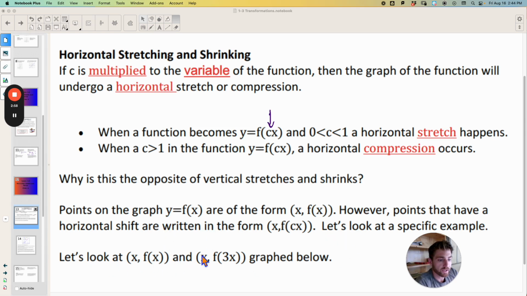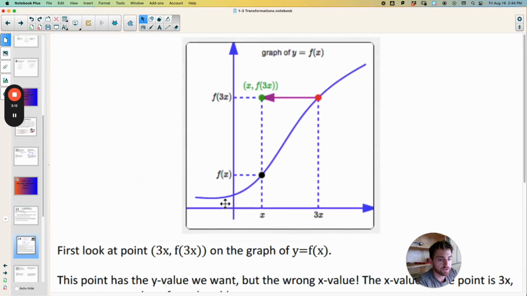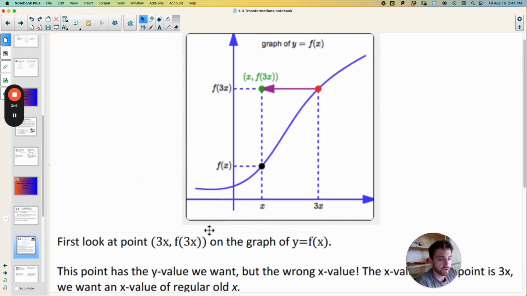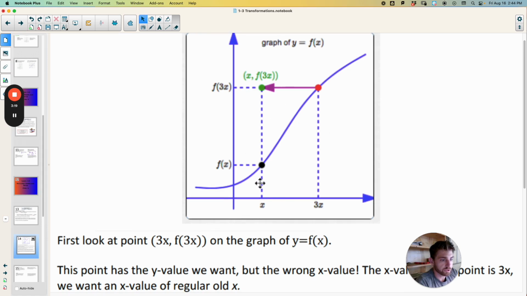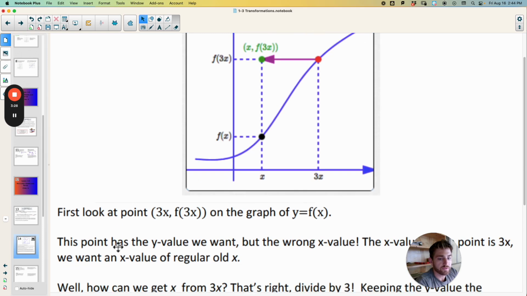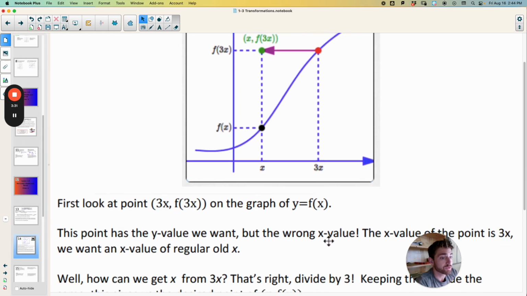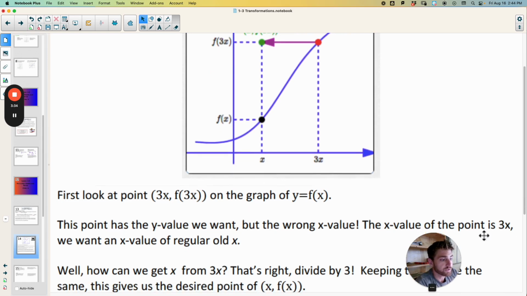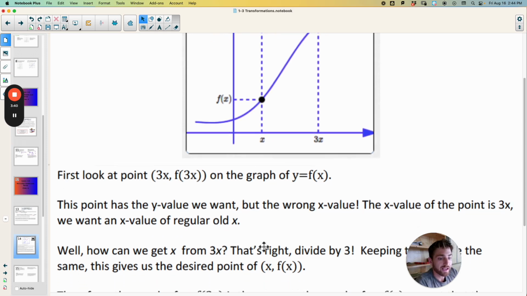So we're going to look at, on the next page here, this example. We're going to look at x being plugged in, and f of x, our output, is going to be multiplied by 3. Let's first look at this point right here on the graph. You have this visual here. Originally we have our input x, and then we have 3 times x. So this point has the y value we want, but it has the wrong x value. The x value of the point is 3x, and we want the x value to be just the normal old x. So how do we get that?